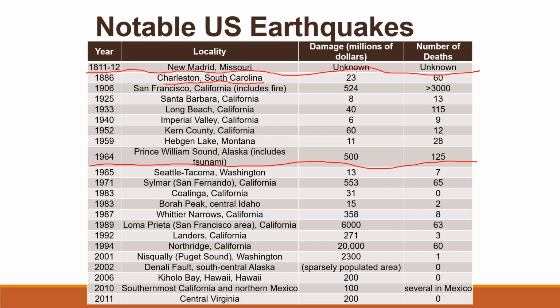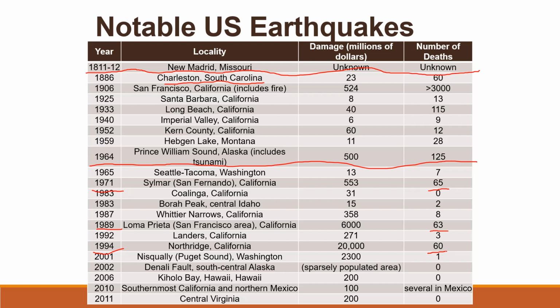San Fernando in 1971 had quite a high death count because it was unexpected. Loma Prieta in 1989 was the same idea, that we did not realize there was a fault there, and so people weren't necessarily prepared, so higher death count. Northridge. So we're going to see that the death count tends to go down except in these cases where we get caught off guard.